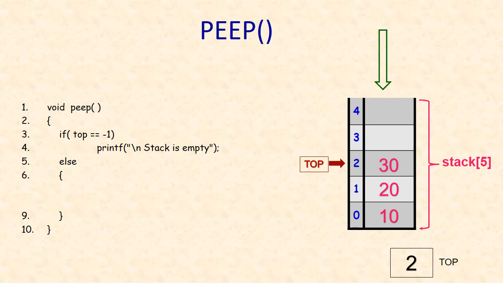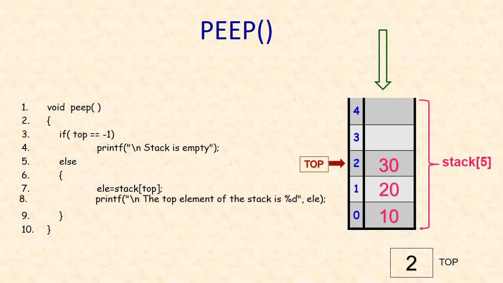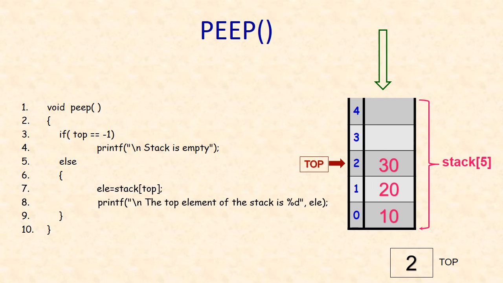Now let us see the PEEP function. So what is PEEP? Assume that this is the stack you have, having 3 elements and the top pointing to the third element with index value 2. Now you want to display that. So take the element from the top value into ELE. ELE is equal to stack of top. Display the same using the printf statement: the top element of stack is ELE. So it will display there. So this is the PEEP operation.